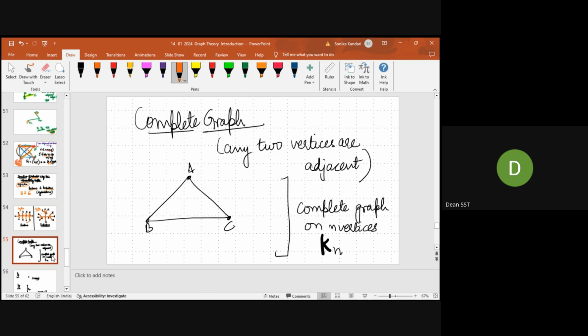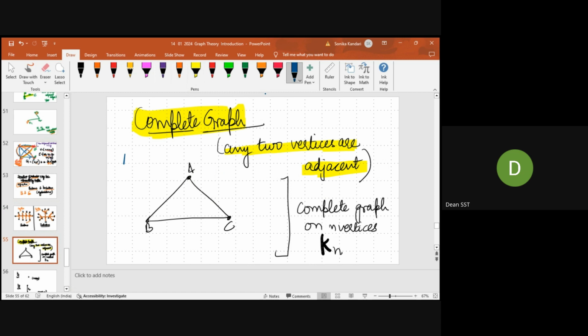Now we know many types of graphs. Now coming to one more type, that is the complete graph. What do you mean by a complete graph? A complete graph means any two vertices are adjacent.